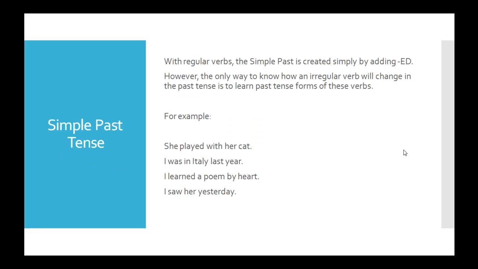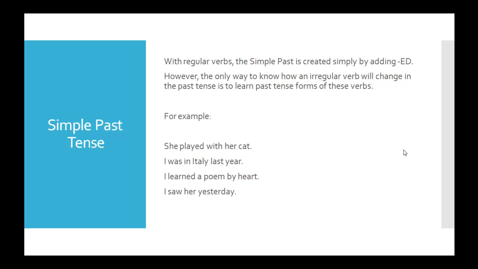Simple past tense. With regular verbs, the simple past tense is created simply by adding ed. For example, walk, walked, work, worked, play, played. The only way to know how an irregular verb will change in the past tense is to learn past tense forms of these verbs. Here are some examples of the sentences in simple past tense.